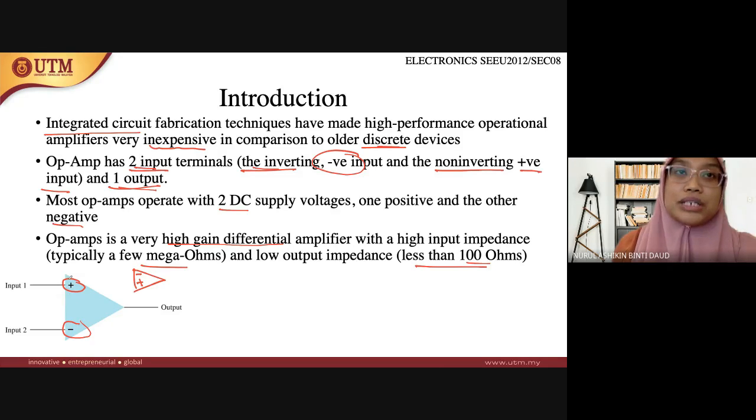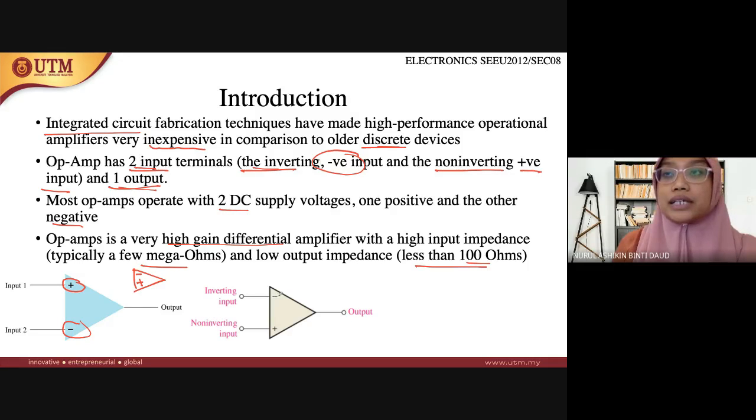So it depends. When you have this kind of symbol, please look at where the positive and negative are, and where the inverting and non-inverting terminals are, because sometimes it can be the other way around. If the negative terminal is here, it means the inverting input is here, and the positive terminal is here, so the non-inverting input is down here.